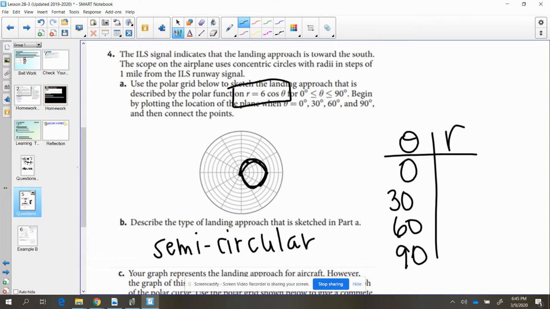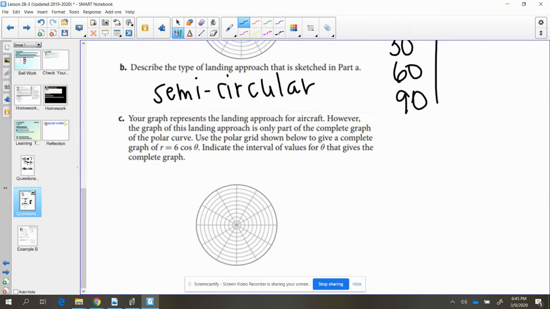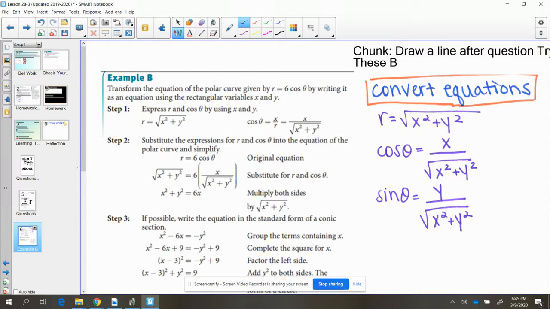Now, where are we going with this? This is turning into the equation of a circle, which we're familiar with so far. If we look at example B, why is this happening algebraically? Here was our original equation, r equals 6 cosine theta. We talked about earlier in the lesson, in part 1, that r equals the square root of x squared plus y squared, and then we can plug that in for the r value. You see that happening right here.